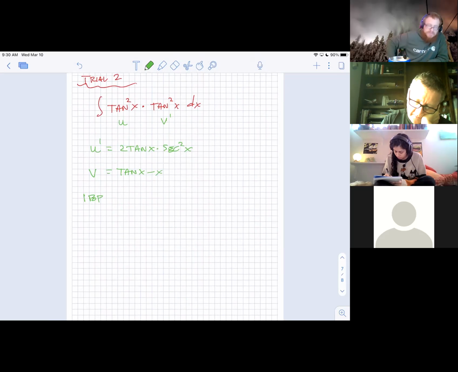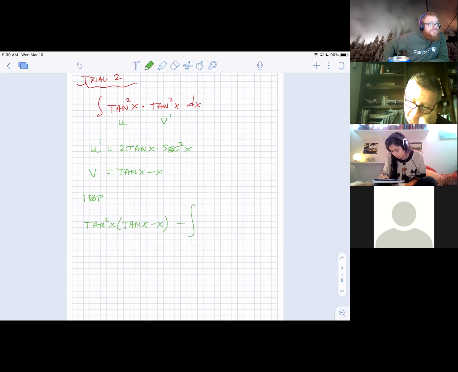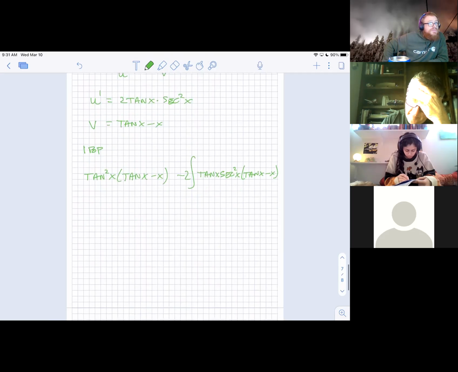So let's see what integration by parts says about that. U times v. So I have, oh, that looks nice actually. That looks pretty nice. I have tangent squared x times tangent of x minus x, minus the integral of u prime v. Oh, that doesn't look good either. 2. I'll put the 2 up front. Tangent of x secant squared of x times tangent of x minus x. Woo! Don't like that. Let's not give up just yet, though.